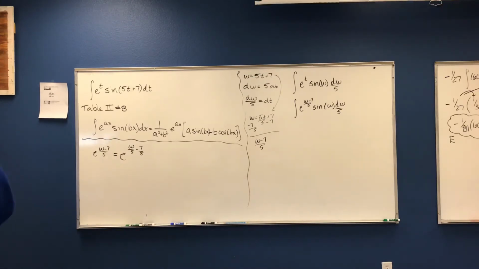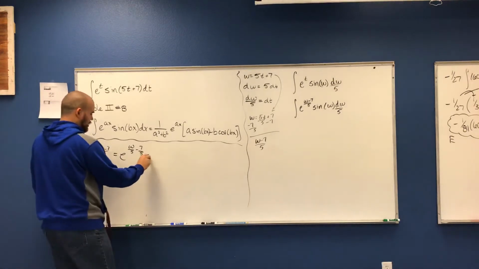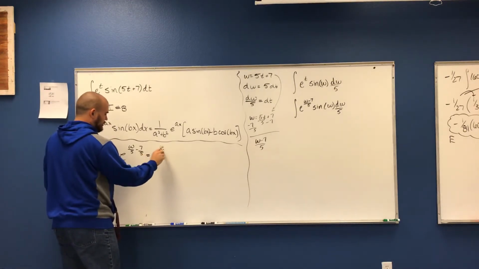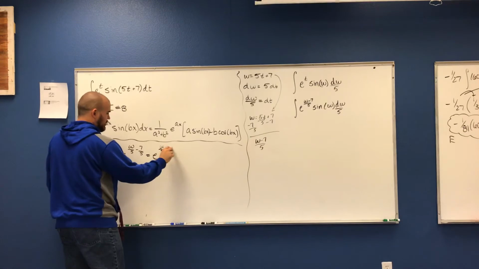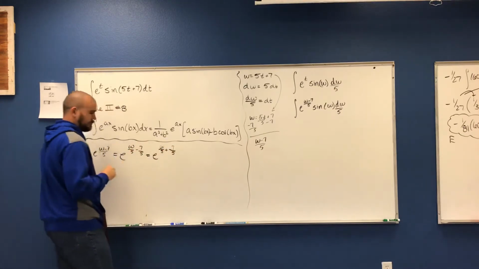Then, I could write that as e to the w fifths plus a negative 7/5.